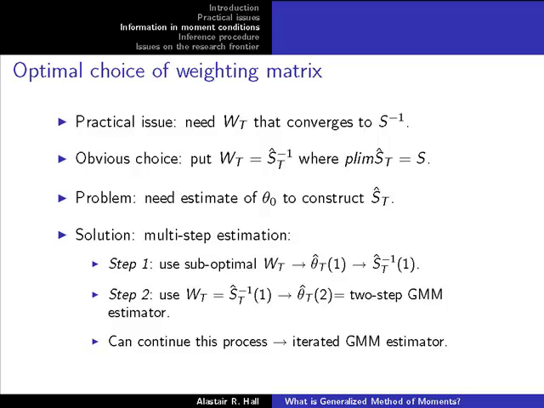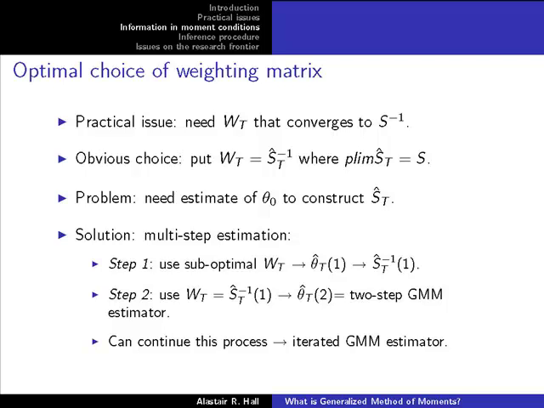It will deliver a preliminary estimate of theta. That can be used to get our consistent estimate of the variance. And then on the second step, I'll use the inverse of that as the weighting matrix. And that will give me what's referred to as a two-step or second-step GMM estimator.